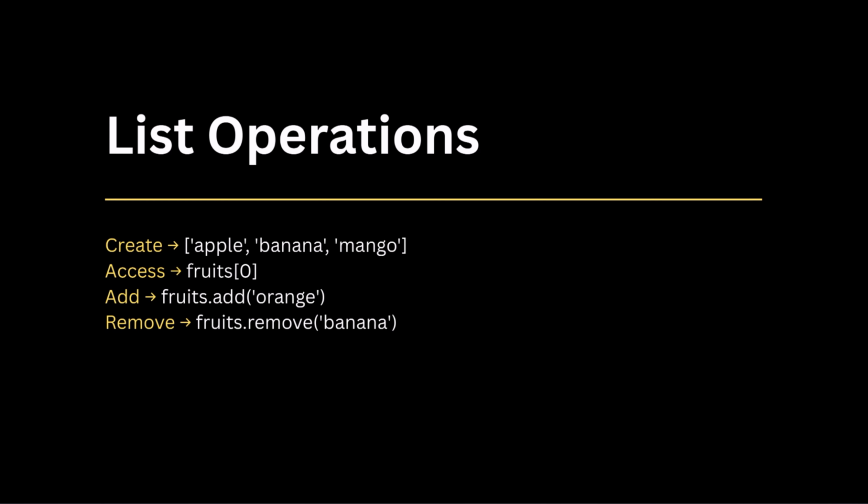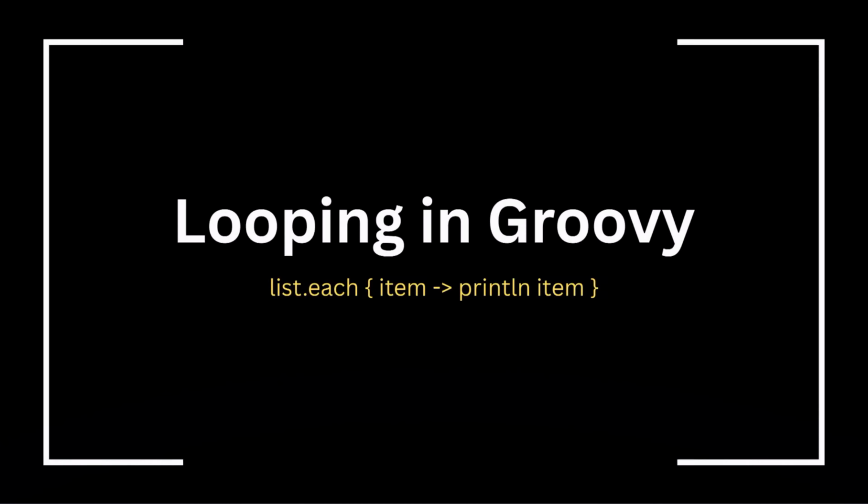This is all you need to remember for lists: create a list, access a list, add an element to a list, and remove an element from a list. That's it. Now let's learn looping in Groovy. Let's start with the code.